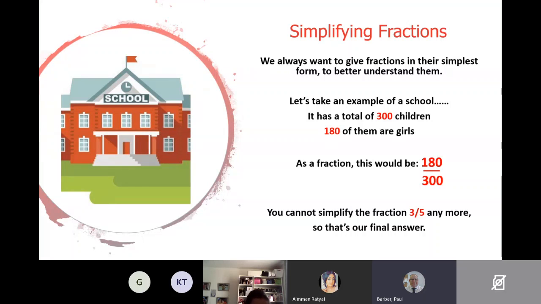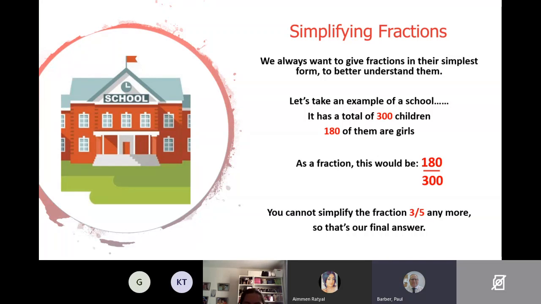The reason it's better to use 3 out of 5 rather than 180 out of 300 is simply, if you imagine a school, if you said there's a school here with 300 kids and 180 are girls, imagining how many that is, that's a massive number. If you say out of every 5 children, there are 3 girls, you can visualize that it's just over half the number of kids are girls. So it's half and a bit, and so there's actually less than half of boys. So it's easier to talk about.